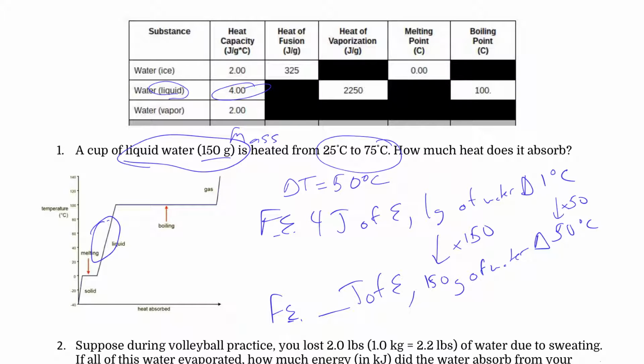Both of those go with energy. More mass means more energy. More change in temperature, we need more energy. So both of those are direct. So we're going to say 4 times 150, which would be 600, times 50, 30,000.